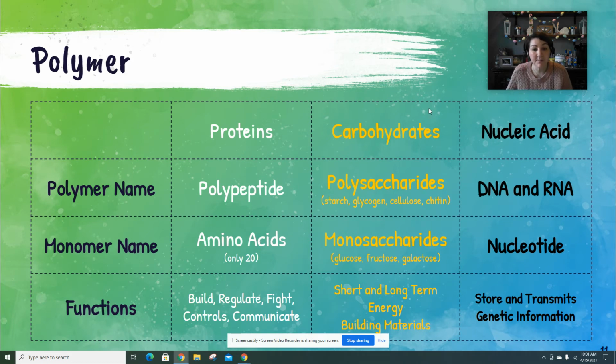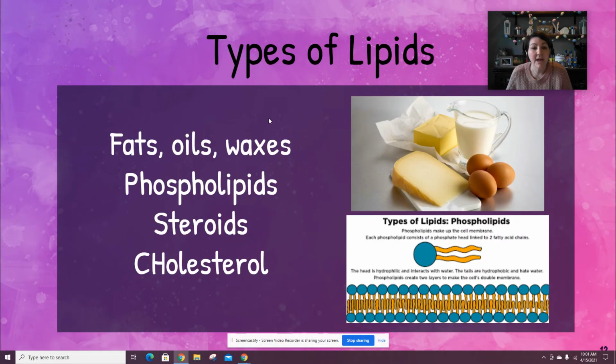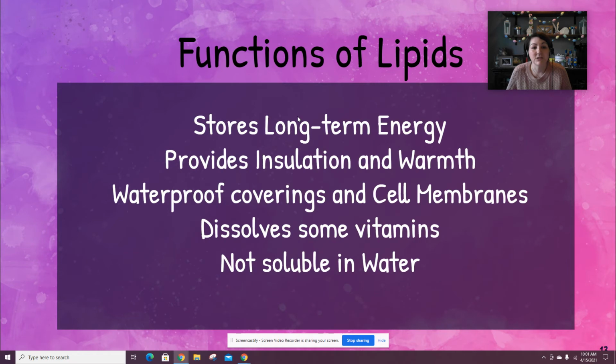So these are the main macromolecules. There is one more, and that is lipids. Lipids are fats, oils, and waxes, steroids, and cholesterols that store long-term energy, provide insulation and warmth. So there's storage for that glucose. If we have too much, it stores that.